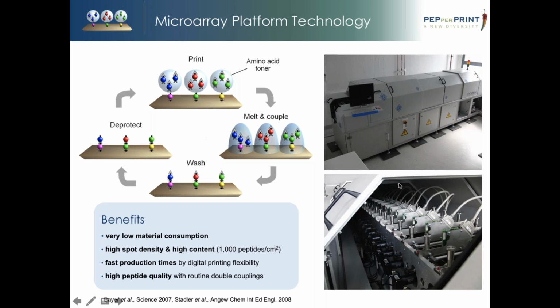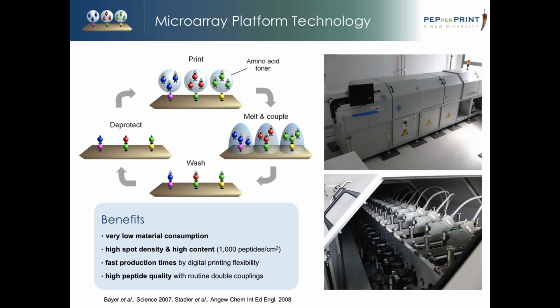How it works is there's a conveyor belt that goes through this machine, and we start by printing the toner. After melting, the residual toner material is washed away, and the rest is standard solid phase peptide synthesis with deprotection of the N-terminal protection group and printing of the next laser amino acid toners. That way we can print up to 1,000 different peptides per centimeter squared with very low material consumption.